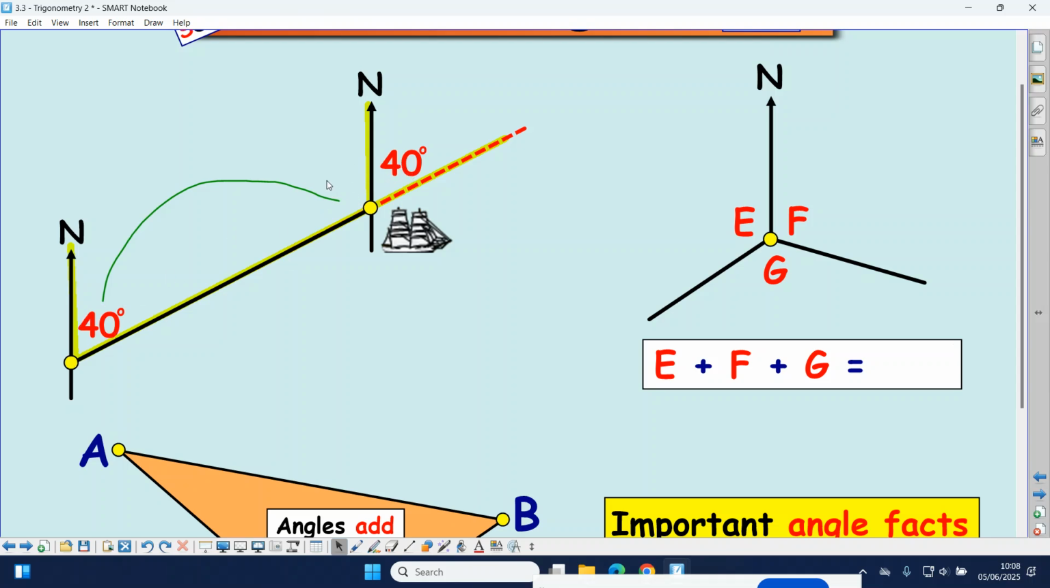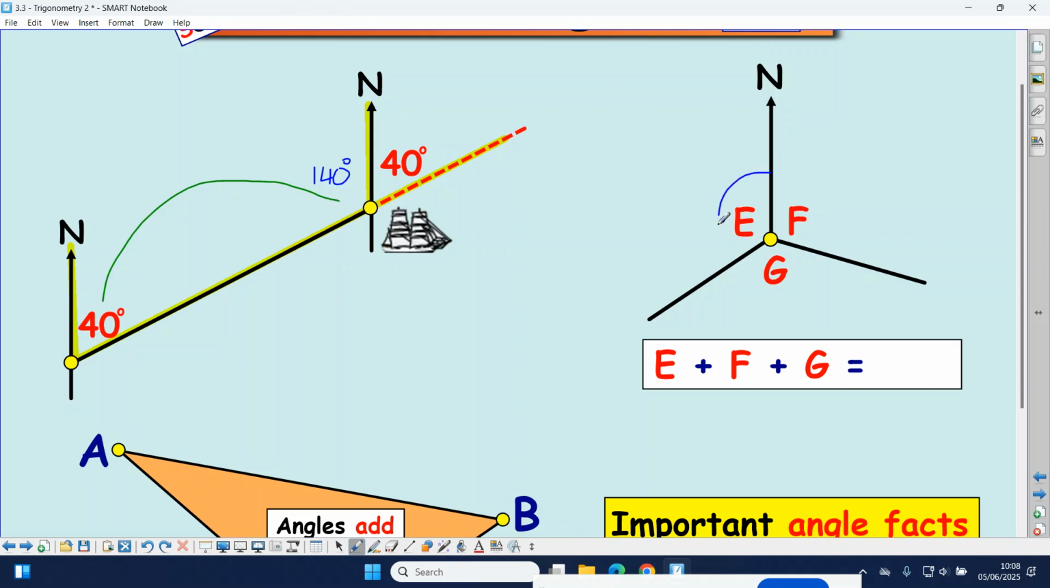So we can get this one here by subtracting 40 from 180, because a straight line makes 180. So 40 take away from 180 is 140. So we know this angle here is 140 degrees. So it's really good to know that these two angles inside the north line add up to 180 degrees. It becomes useful. You'll see in the questions I do.